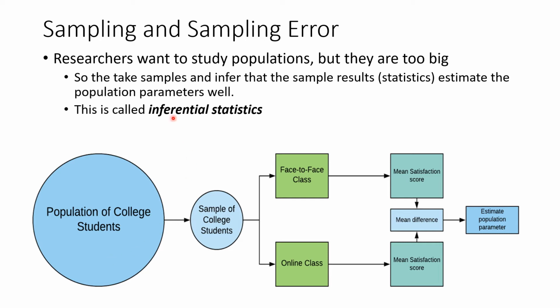When I do that, I'm inferring that the results that I get from the sample would be pretty close to the results I would get from the population. And when I do that, it's called inferential statistics.